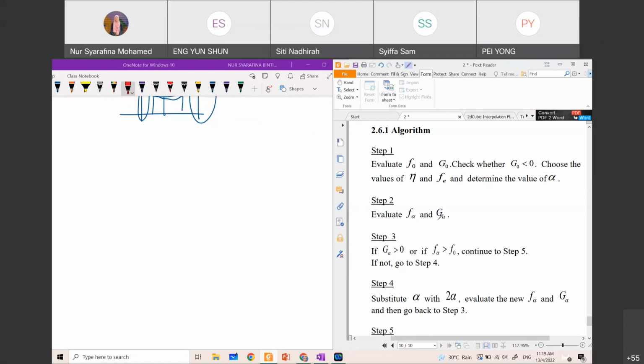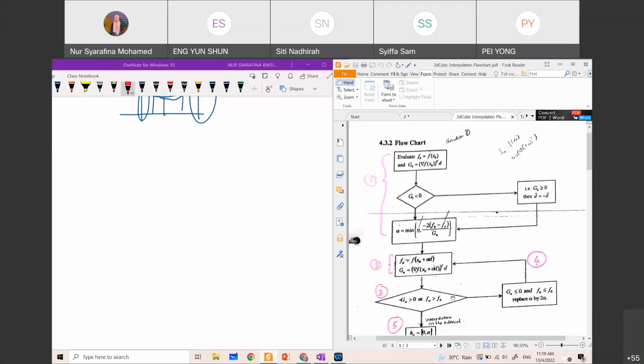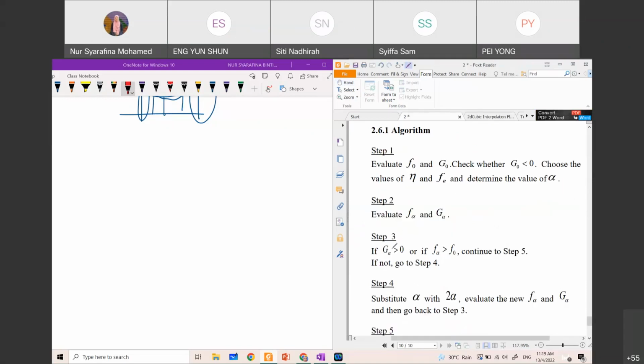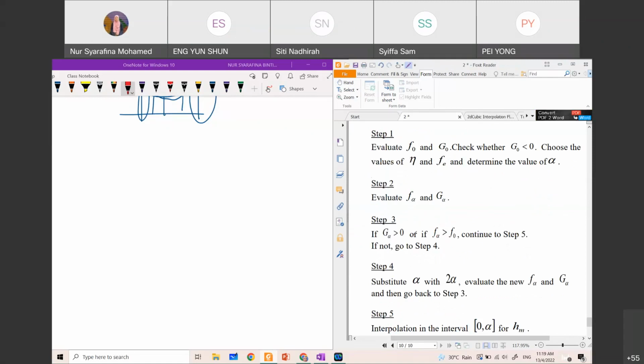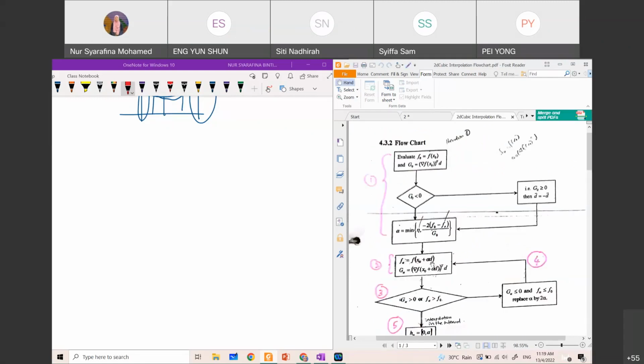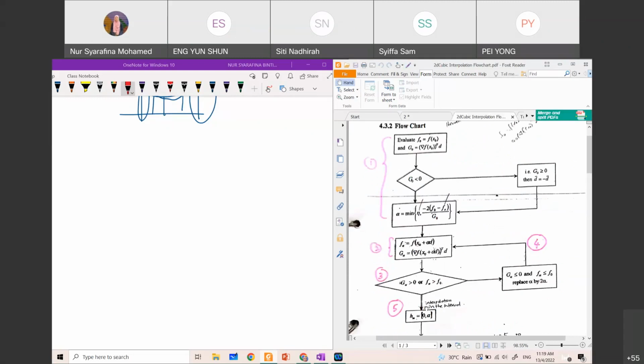Evaluate F alpha and G alpha. If G alpha greater than 0 or F alpha greater than F naught, continue to step 5. If not, go to step 4. Here, if it is greater than 0, continue to step 5, where we have to find the new interval of the interpolation method, where we want to identify Hm.